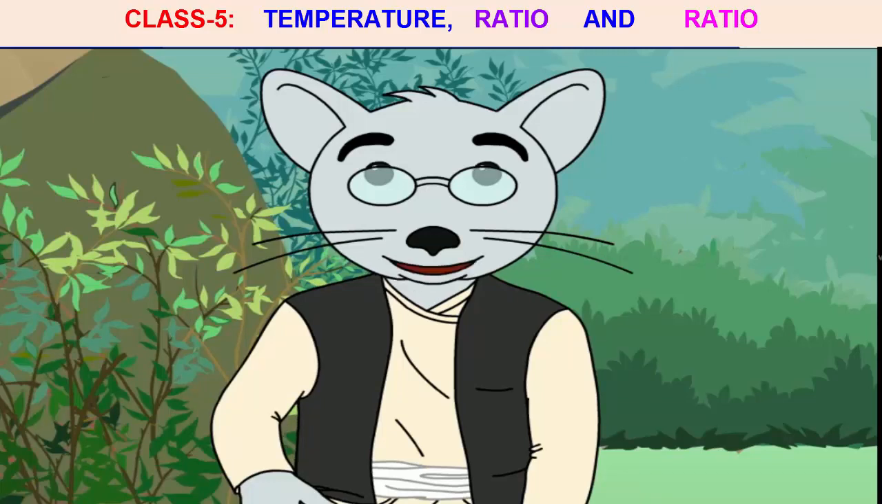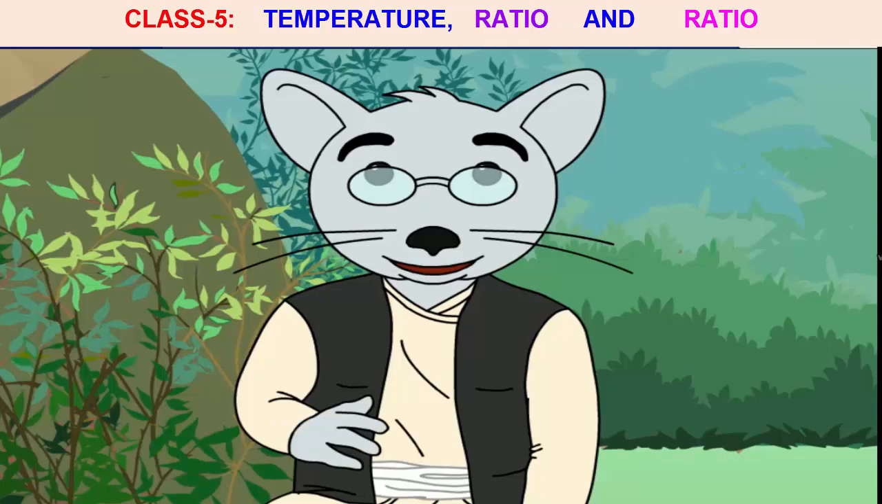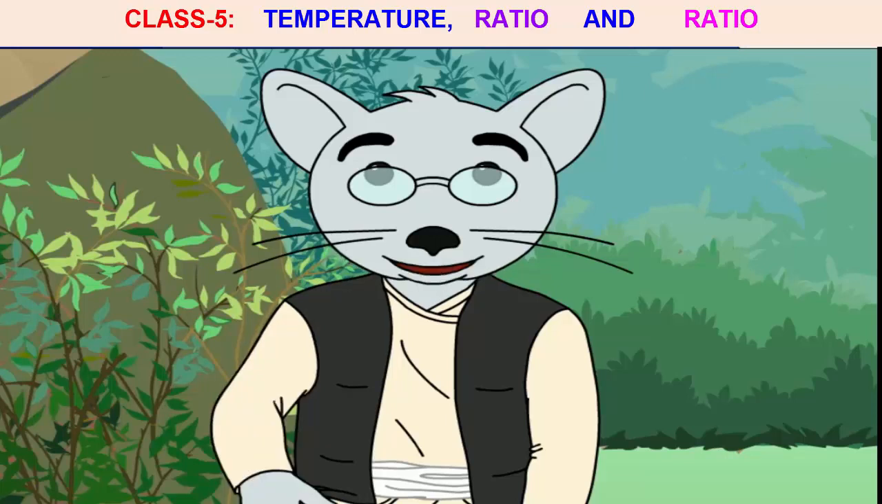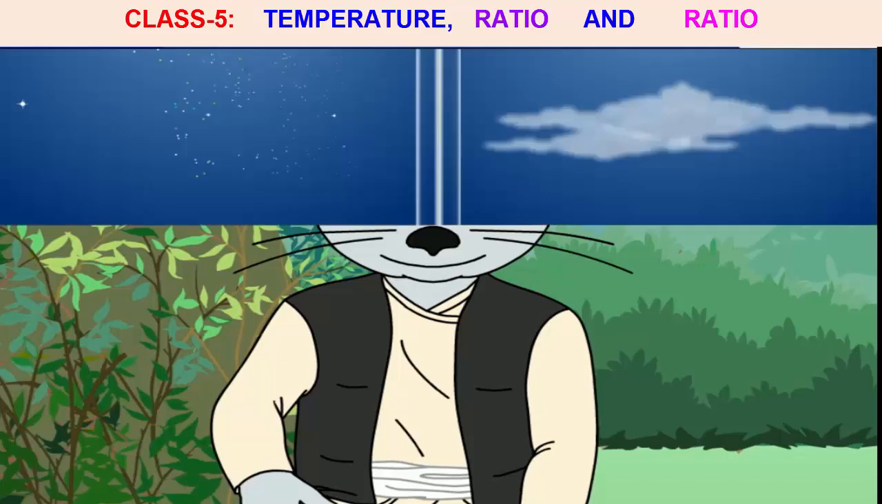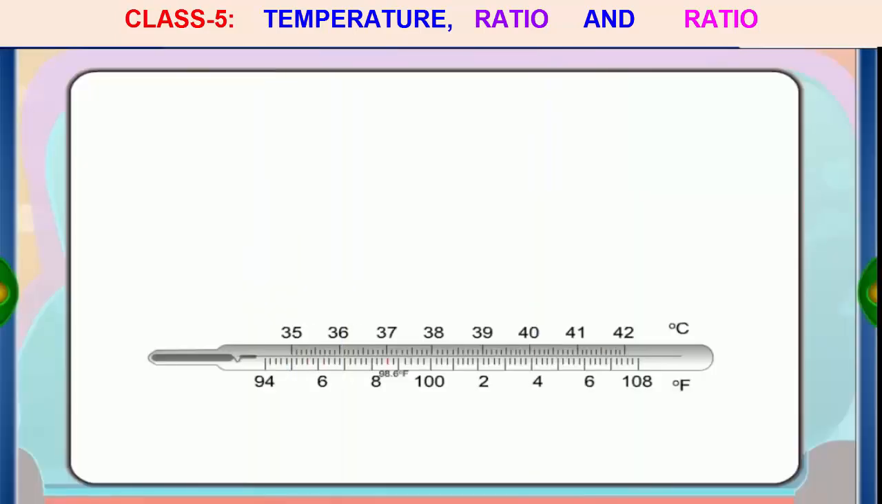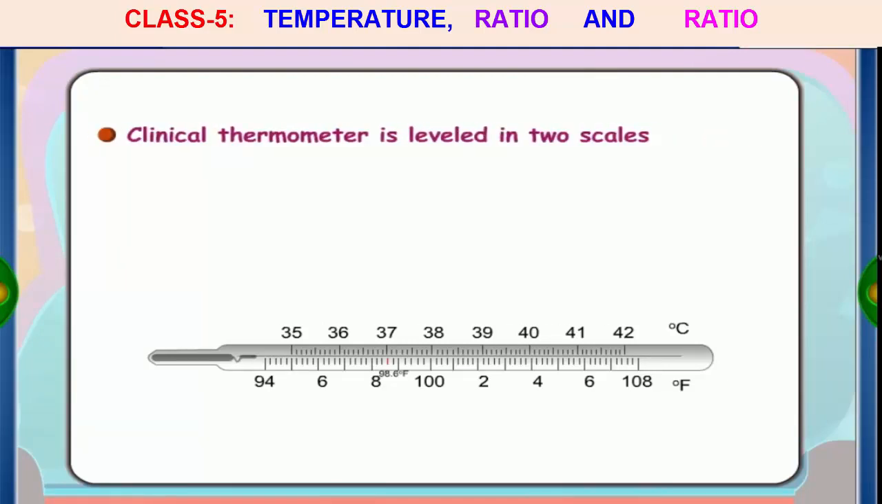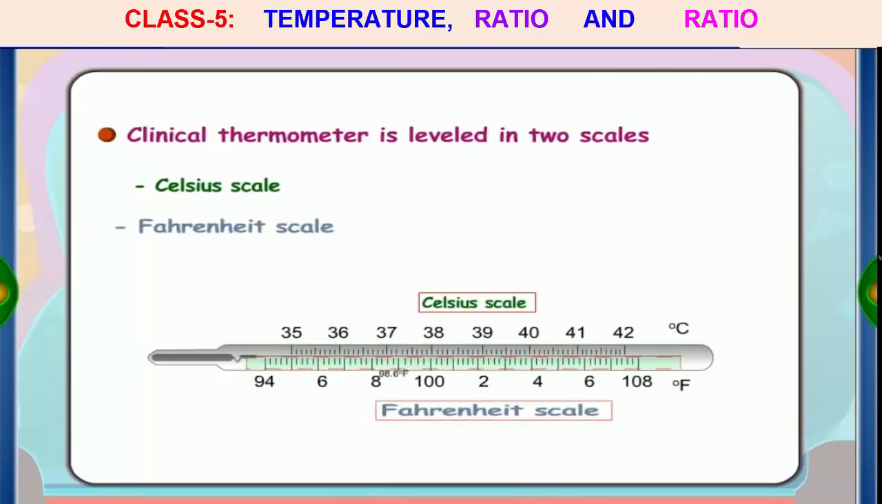Now, let us discuss the process of measuring temperature. Students, let us learn to measure temperature using thermometer. Mostly, clinical thermometer is leveled in two scales. At one side, there is Celsius scale, and on the other side, there is Fahrenheit scale.